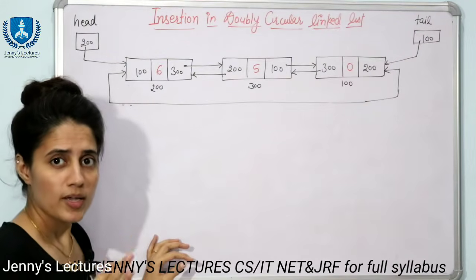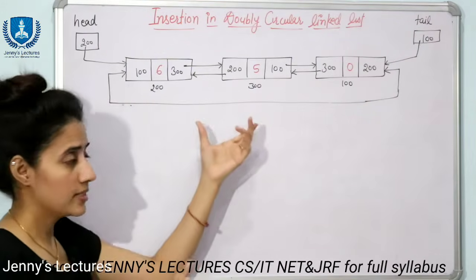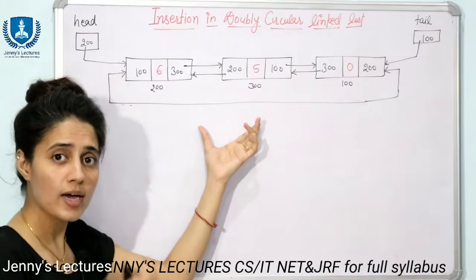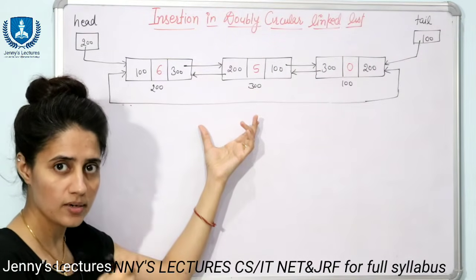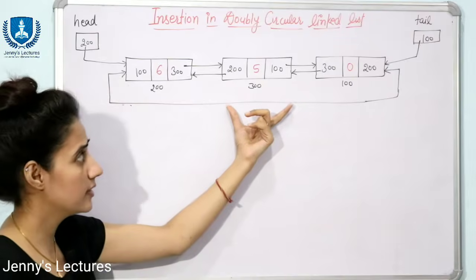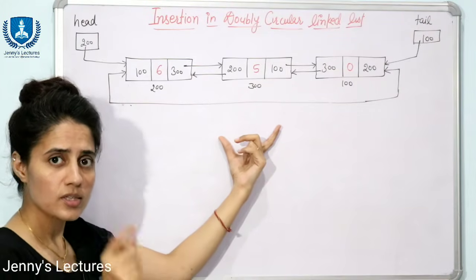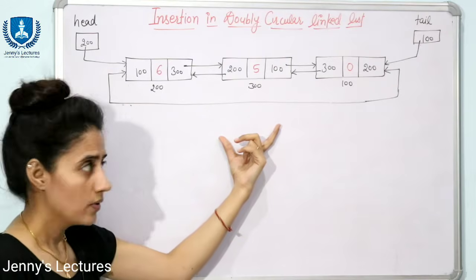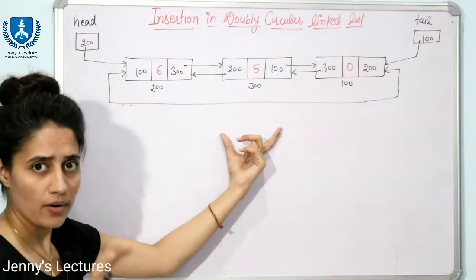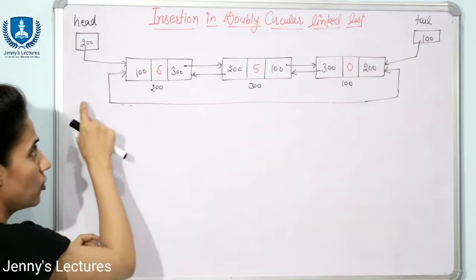Here I assume that you have created this list, meaning you have called the create doubly circular linked list function, and you have created this list. In this list we have three nodes, which we discussed in the previous video. You can check out that video. Now I will create a new node and insert that node here.